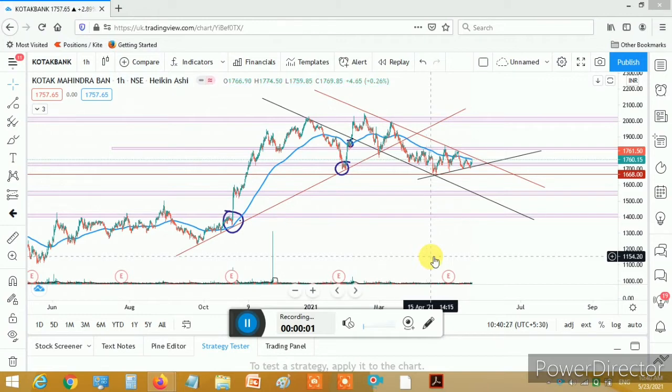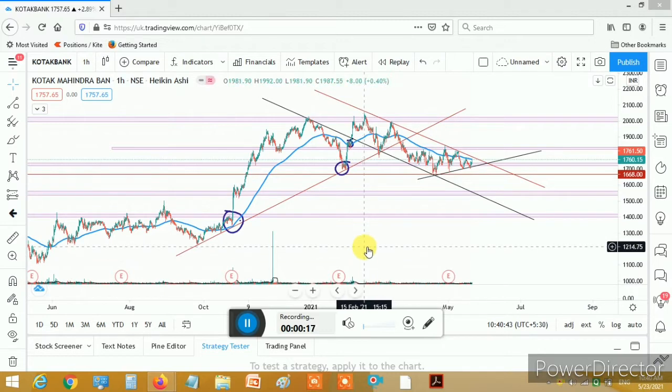Hello friends, today we will discuss Kotak Bank. You can see that we have used the 1 hour chart. So today I am going to explain the concept of support and resistance.